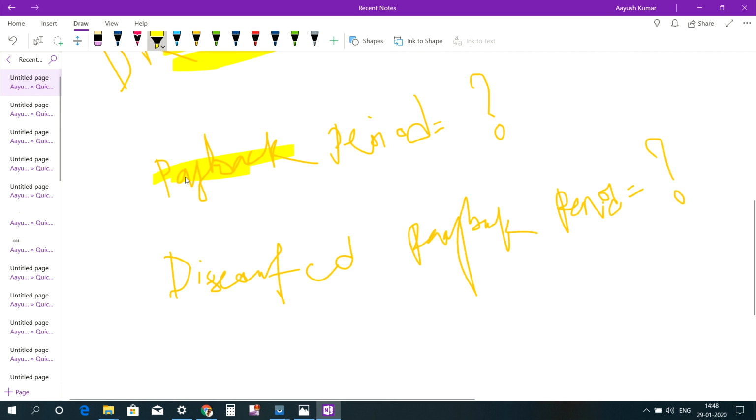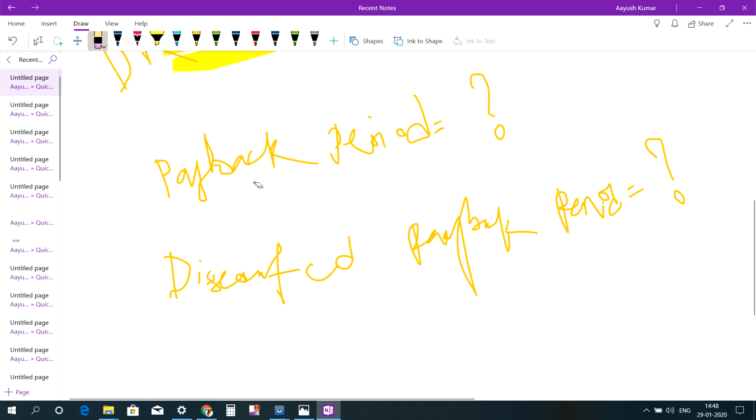You have to compute the payback period, and you have to compute the discounted payback period. My writing is a little bit poor, so I will keep pronouncing what it is. Actually, it is written discounted payback period, and it is written payback period.